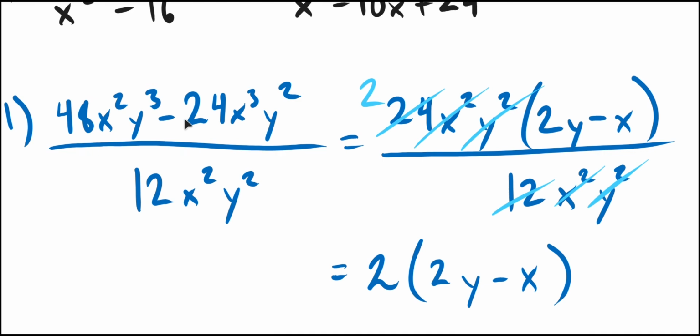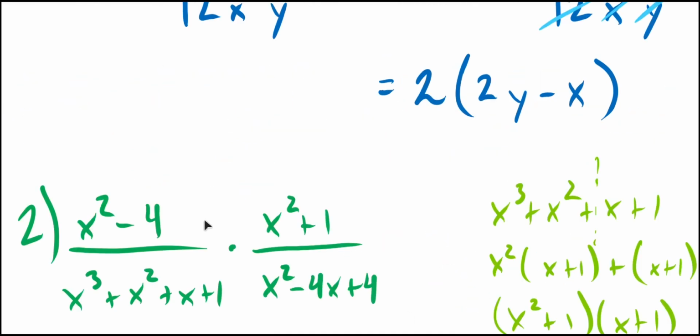In my other term, there's a minus sign. 24 divided by 24 is 1. X cubed divided by x squared is just x. And then y squared divided by y squared is just 1. So the y's disappear here. Now, I could divide this lower term, 12x squared y squared, into the numerator. 12 goes into 24 twice, and the rest of them cancel to 1, leaving me with just 2 times 2y minus x.